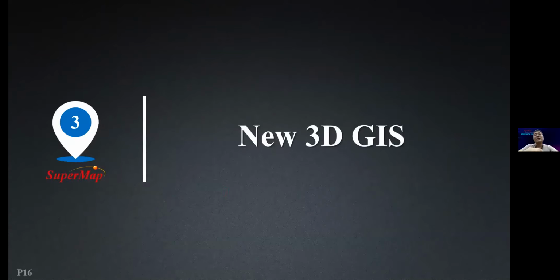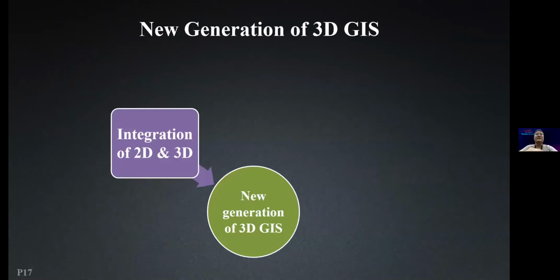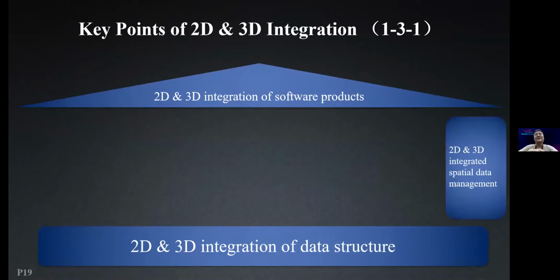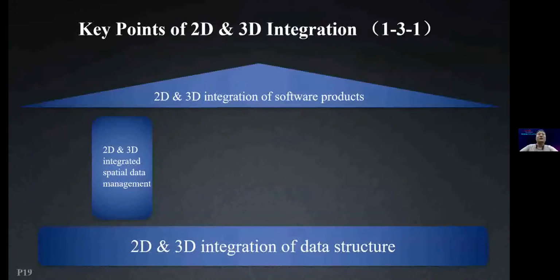The third feature of SuperMap BITCC technology is the new 3D GIS. Talking about the new generation of 3D GIS, I will explain it from three directions. The first one is the integration of 2D and 3D. And talking about the integration of 2D and 3D, here I divide it into an architecture of 1-3-1.